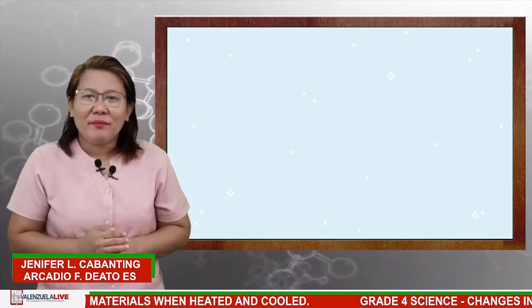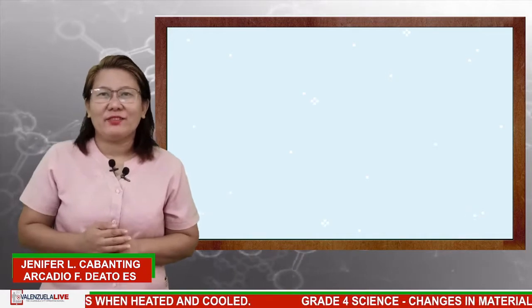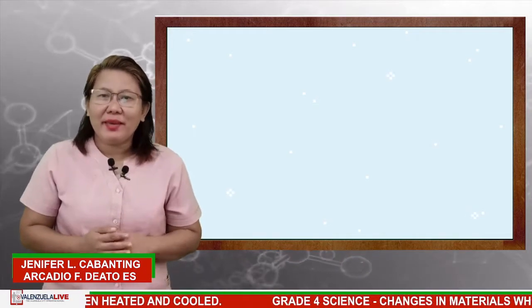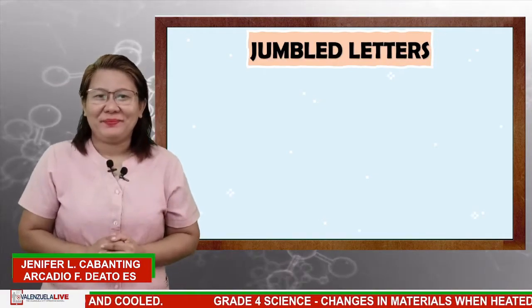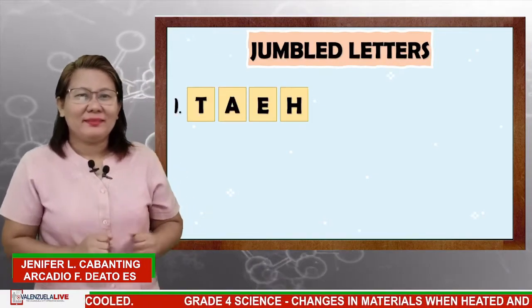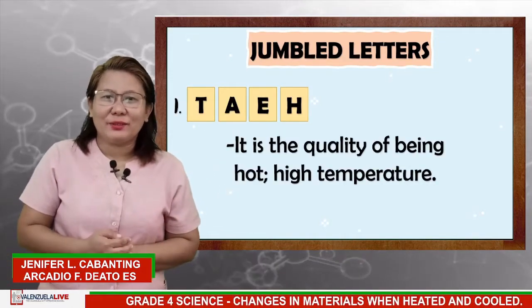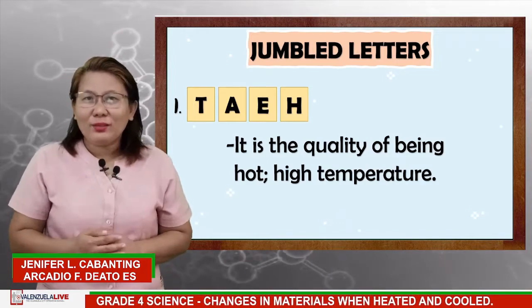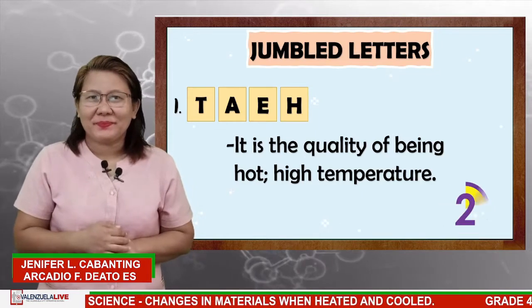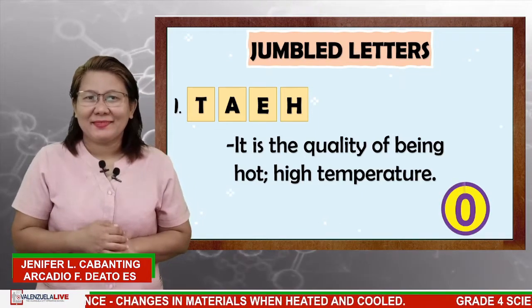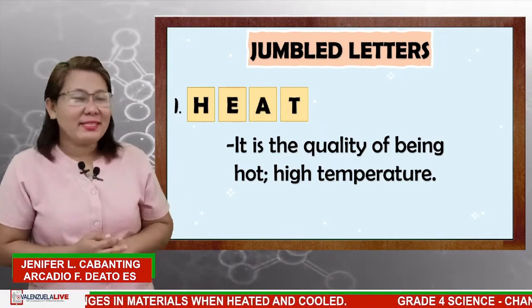Let's continue. Before that, let me check first how well do you know the changes of properties of materials by arranging the jumbled letters to get the correct answer. Number 1. It is the quality of being hot or high temperatures. What could be this word? Type your answers below. Great! The correct answer is heat.